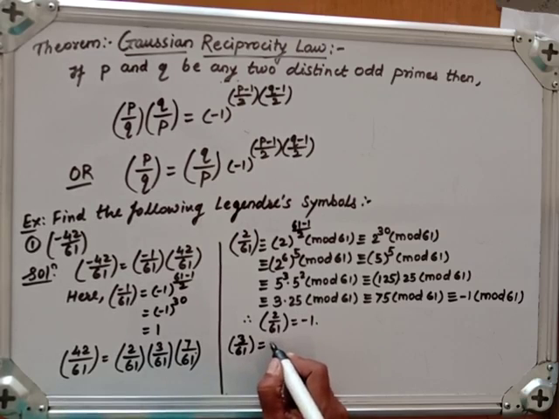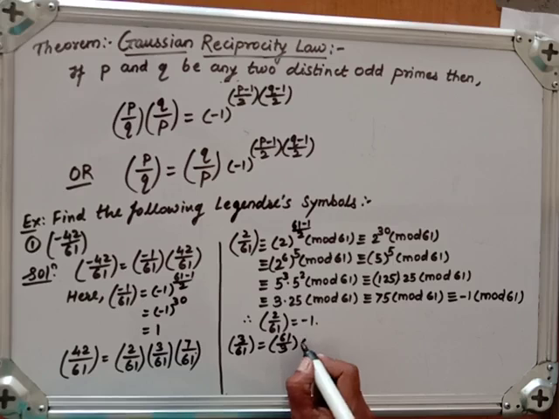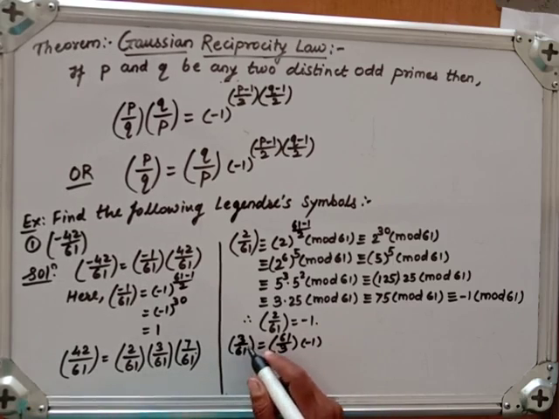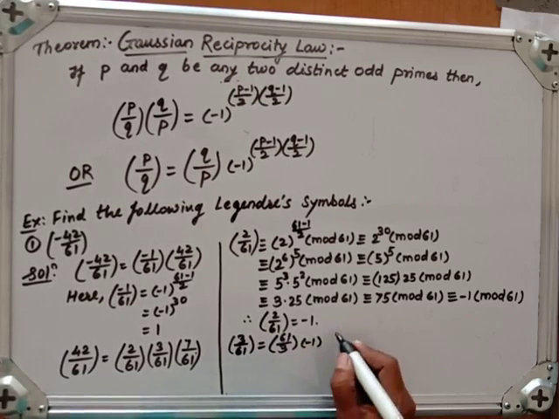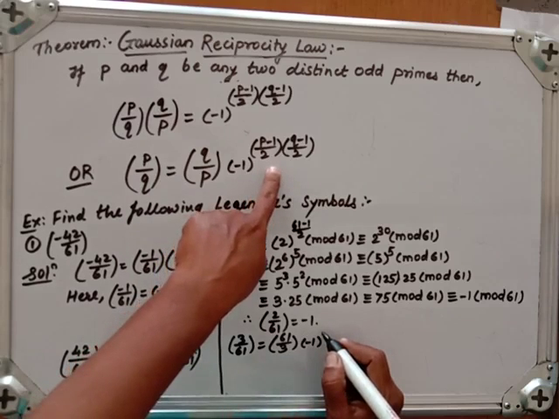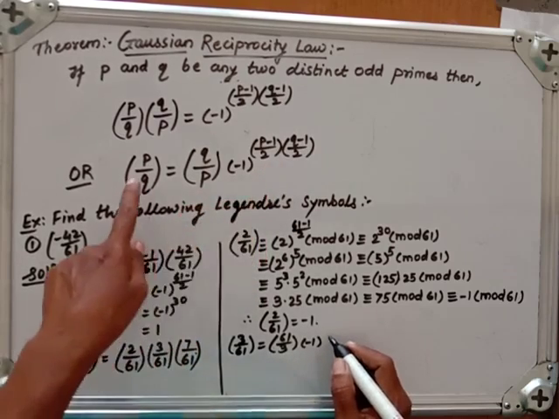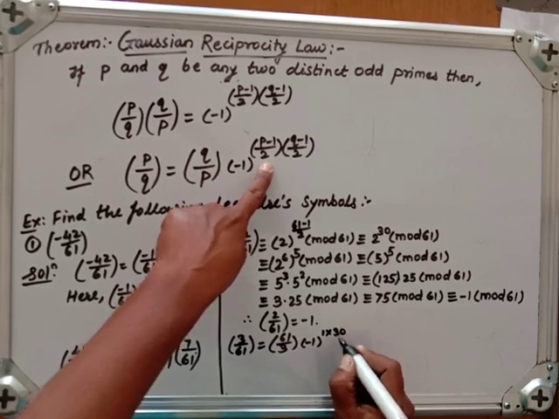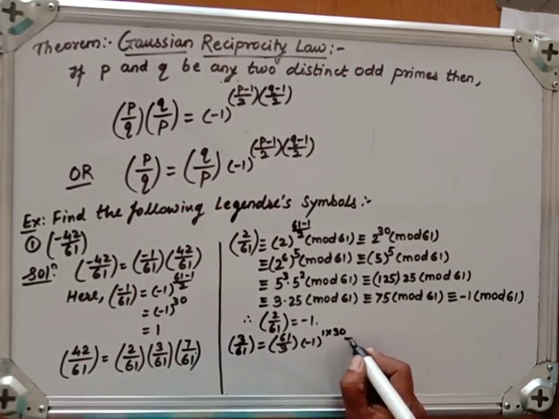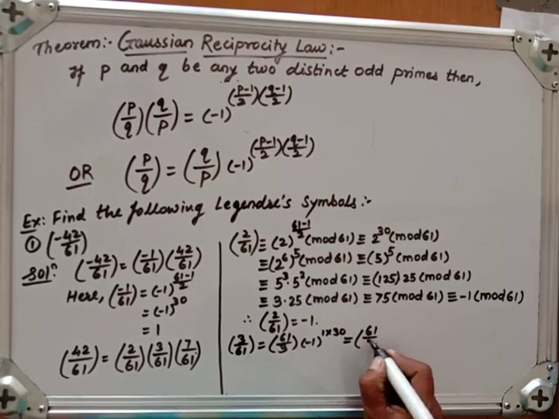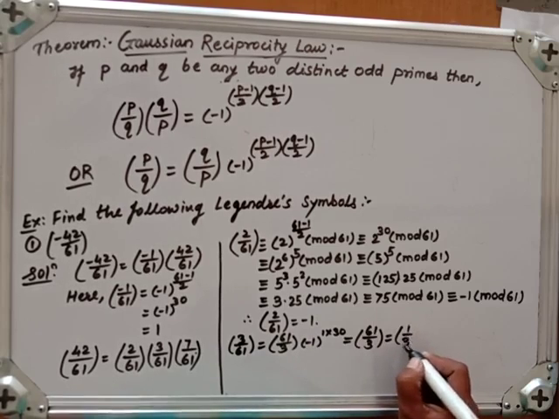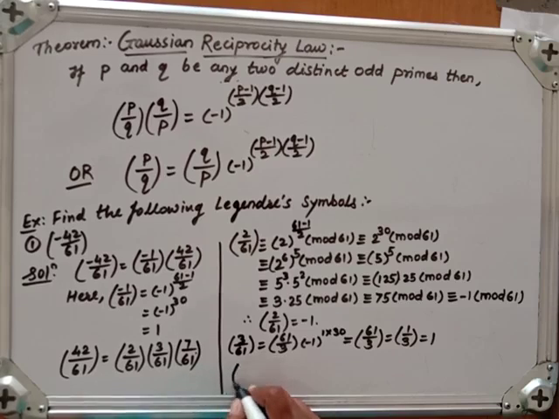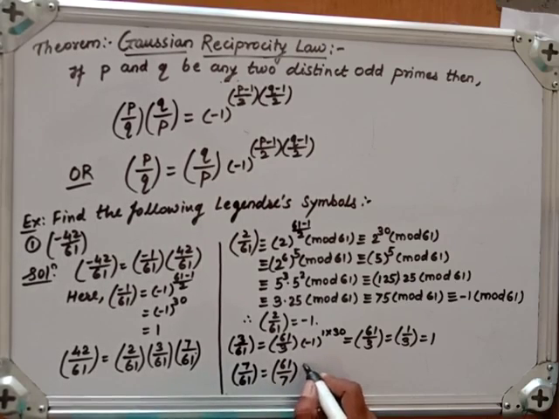Now the Legendre symbol (3/61) is equal to (61/3) times (-1) raised to (p minus 1) by 2 times (q minus 1) by 2. This is the quadratic reciprocity law I am using. So (3 minus 1) by 2 is 1, and (61 minus 1) by 2 is 30, so this becomes (-1) to the 30, which is 1. So this is equal to (61/3), which is equal to (1/3), and that is equal to 1. And the last one, the Legendre symbol (7/61), will be (61/7) times (-1) raised to (7 minus 1) by 2, which is 3, times what?